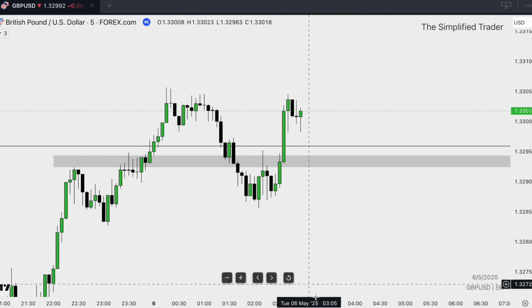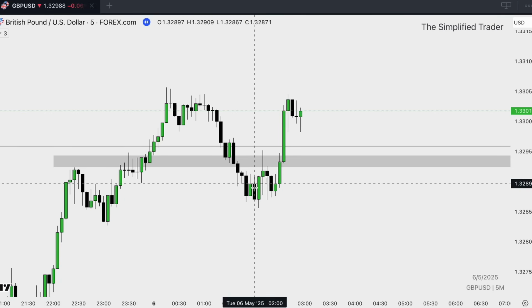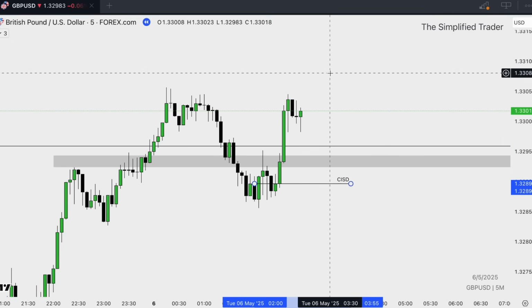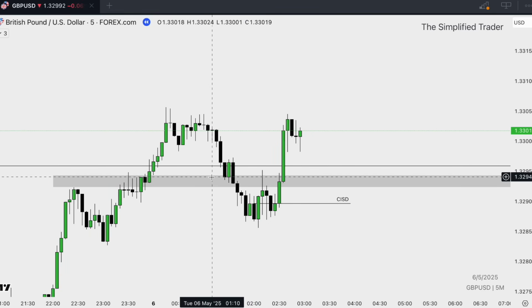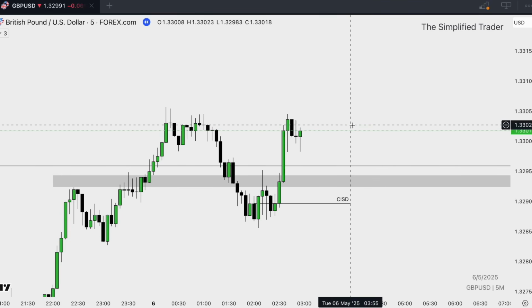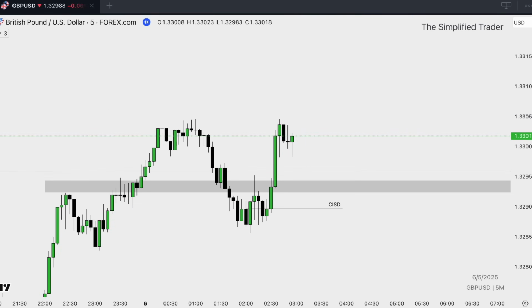Here on the 5-minute time frame, what do we have? We have our initial change in the state of delivery over here. So our 5-minute has been confirmed bullish out of this gray box. Remember, this gray box is my 1 hour fair value gap. And I simply waited for a new order block to form.